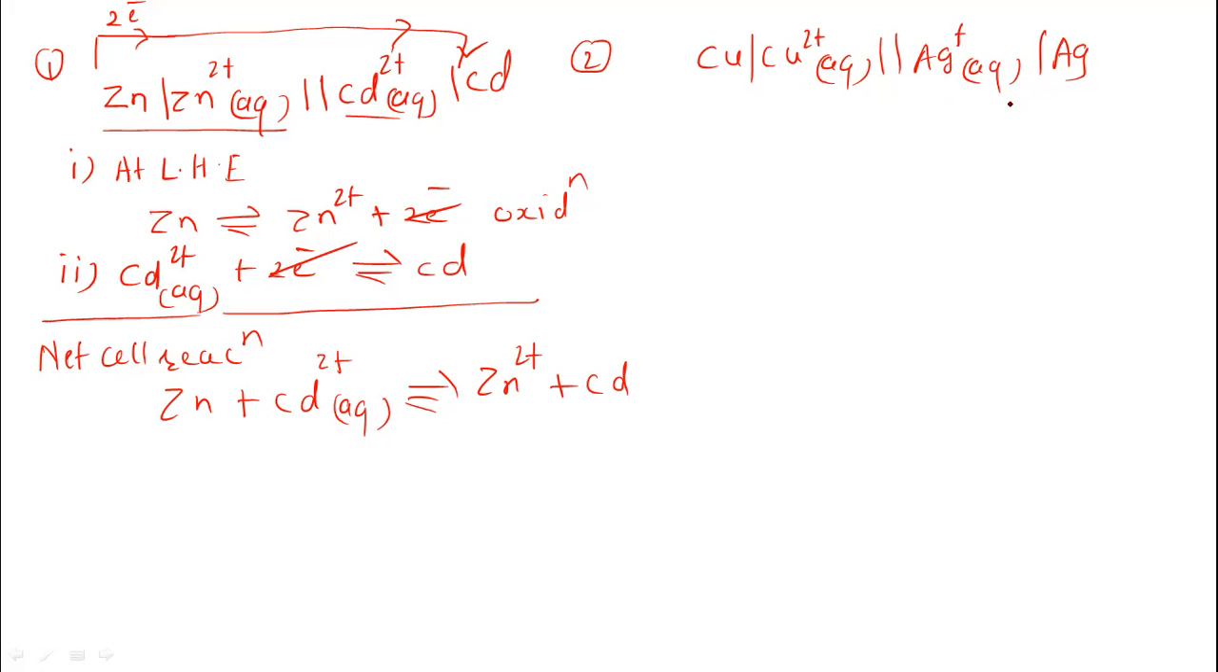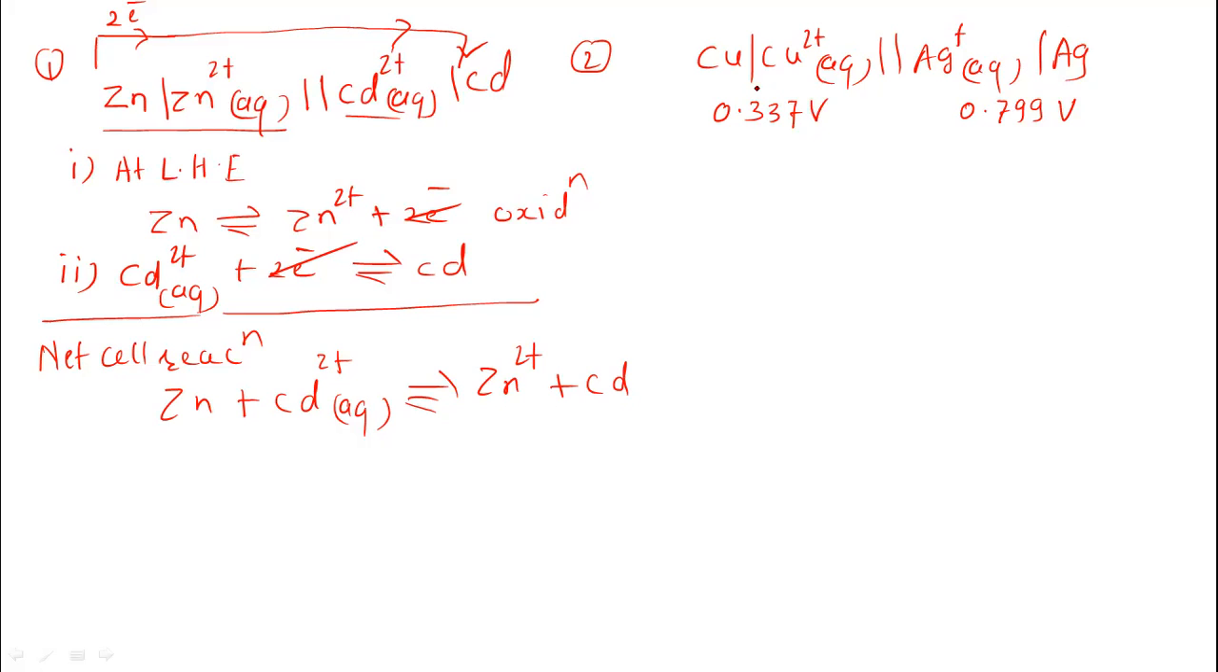According to the electrochemical convention, we note that the electrode which has the lower reduction potential should be written on the left hand side, and the electrode which has the higher reduction potential should be written on the right hand side. The reduction potential of the silver electrode is around 0.799 volt, and the reduction potential of the copper electrode is around 0.337 volt.